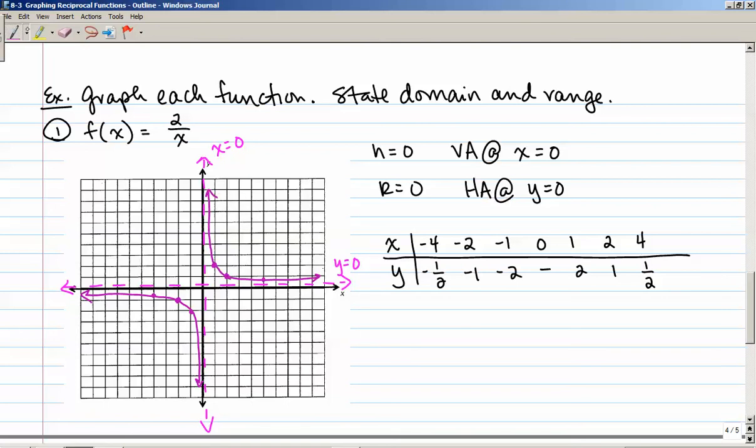Now, to identify the domain and range, domain is the set of all x, such that x is not equal to 0, and the range is the set of all y, such that y is not equal to 0, because those were my values for my horizontal and vertical asymptotes. Okay. Let's try another one here.